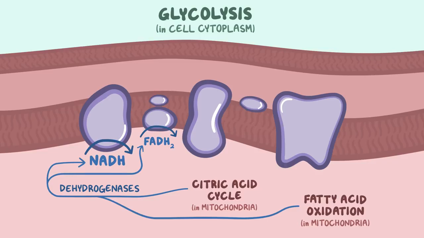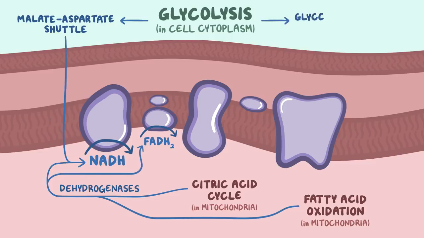And when those molecules are coming from the cytoplasm, they can only enter the mitochondria using a specific shuttle. When using the malate aspartate shuttle, electrons enter the electron transport chain as NADH. But when using the glycerol 3-phosphate shuttle, electrons enter the electron transport chain as FADH2.